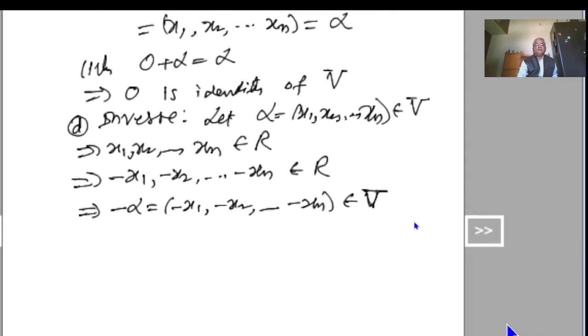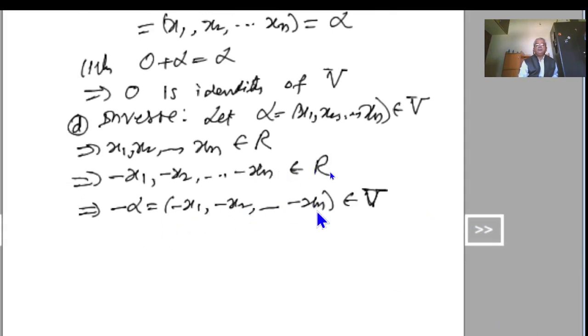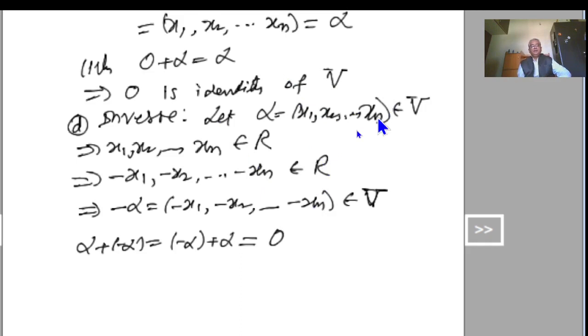Each term belongs to R. This is the ordered n-tuple. Therefore, this belongs to V, and I am denoting this by minus alpha. And what about this one? Alpha plus minus alpha equals minus alpha plus alpha. If I add, x1 minus x1 is 0, x2 minus x2 is 0, xn minus xn is 0, or minus x1 plus x1 is 0, minus x2 plus x2 is 0, minus xn plus xn is 0. So I am getting a 0 vector. This implies minus alpha is the inverse of alpha, and this belongs to V. So the inverse axiom is satisfied.